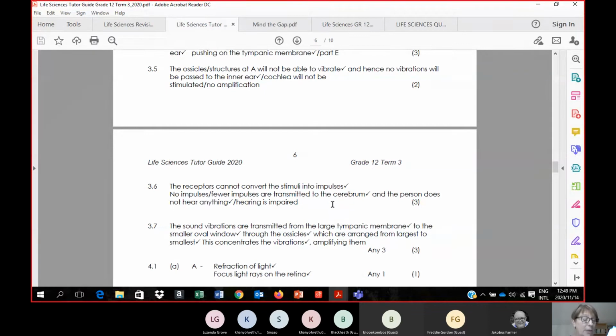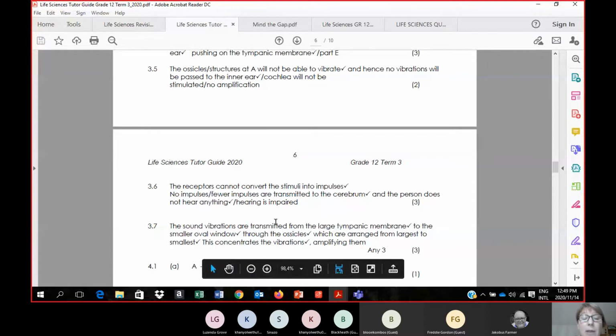And then the last question, describe how the parts of the middle ear, including the membranes, assist with amplifying sounds. So in other words, making them bigger, all right? So the sound vibrations are first transmitted from the large tympanic membrane. Now this is your first membrane, to the smaller oval window, that's your next membrane, through the ossicles, which are arranged from largest to smallest. This concentrates the vibrations, amplifying them.